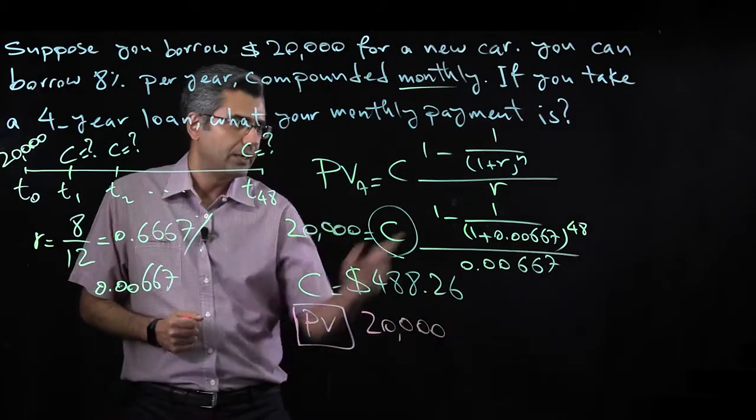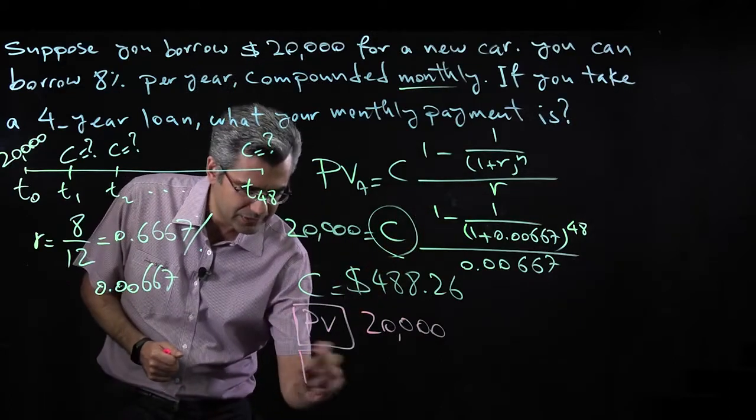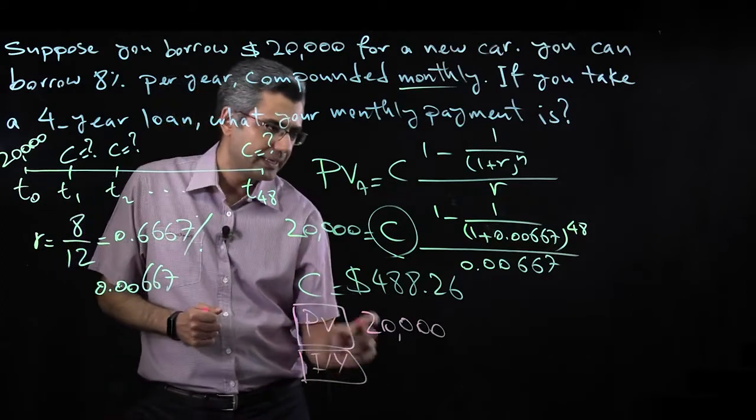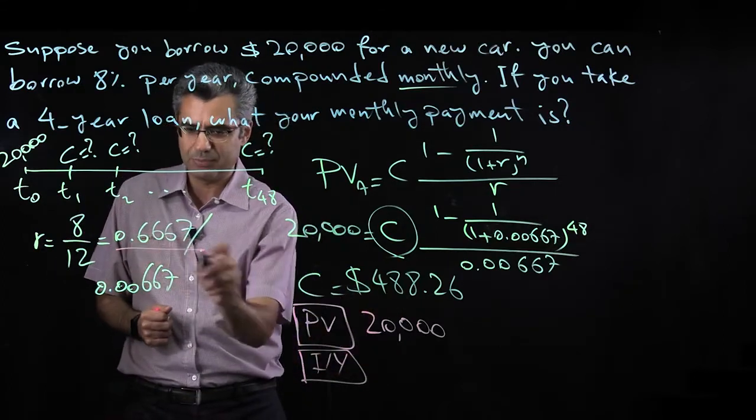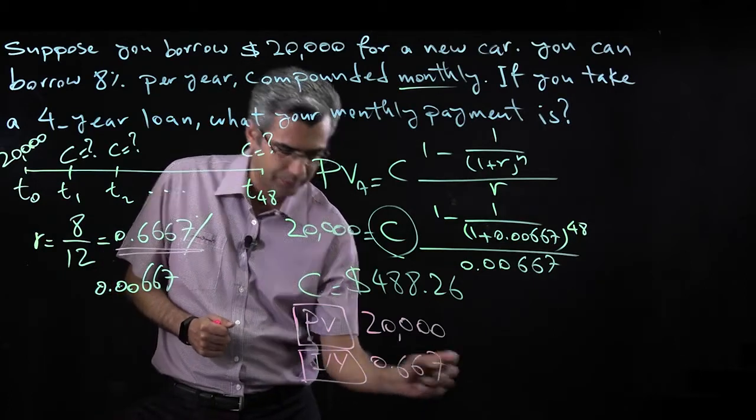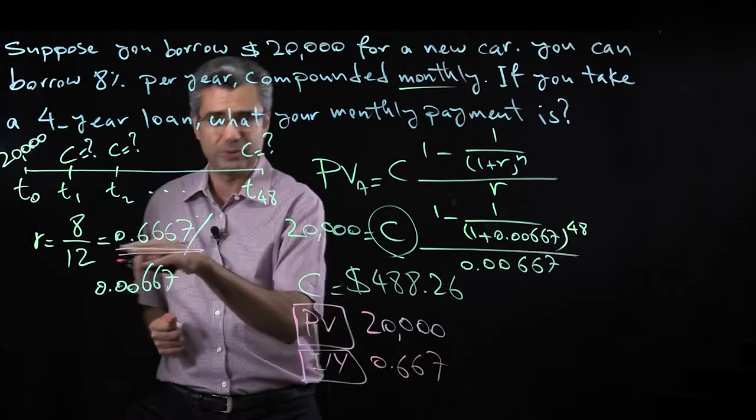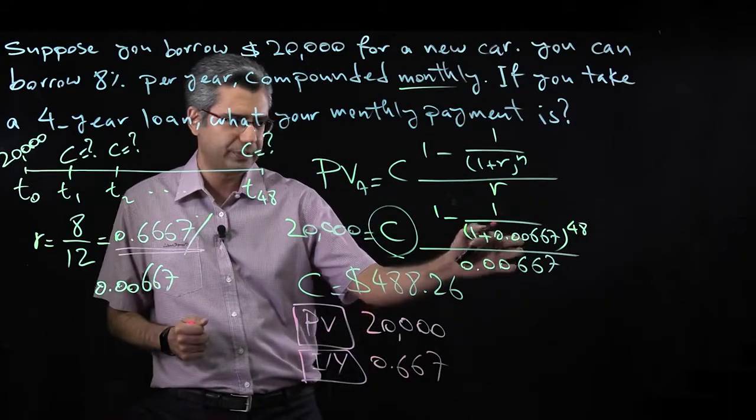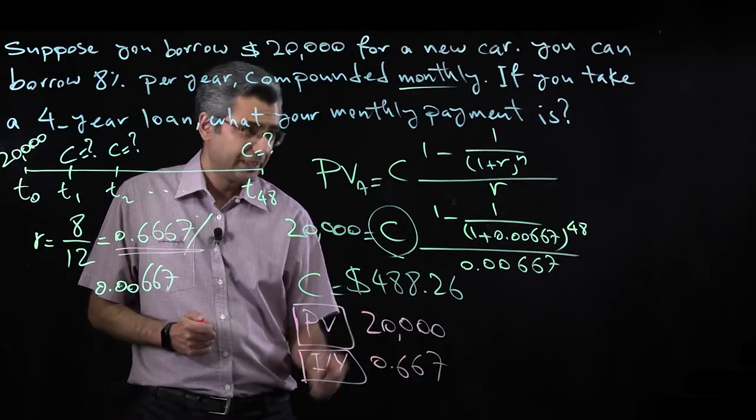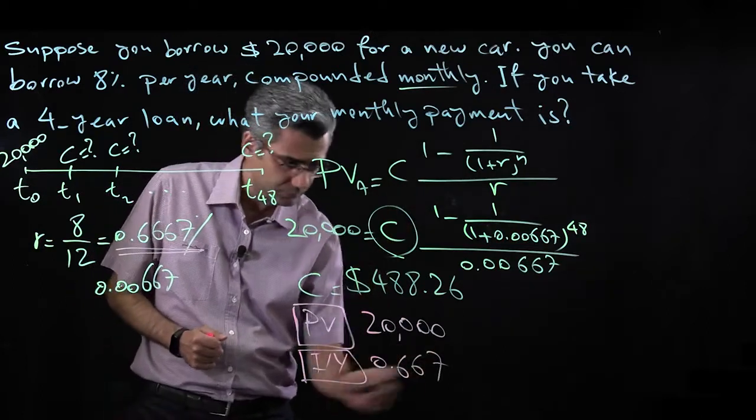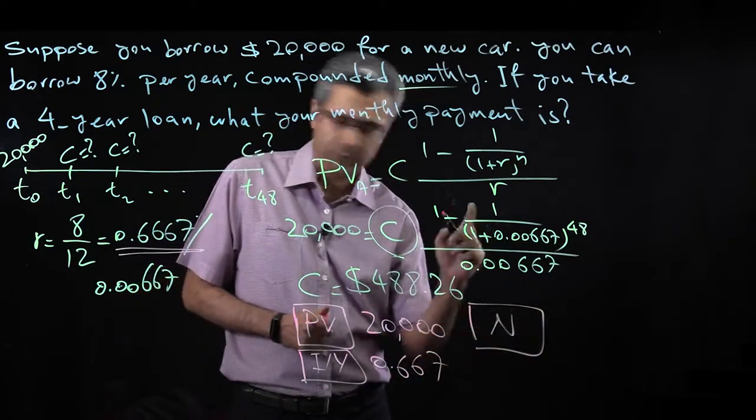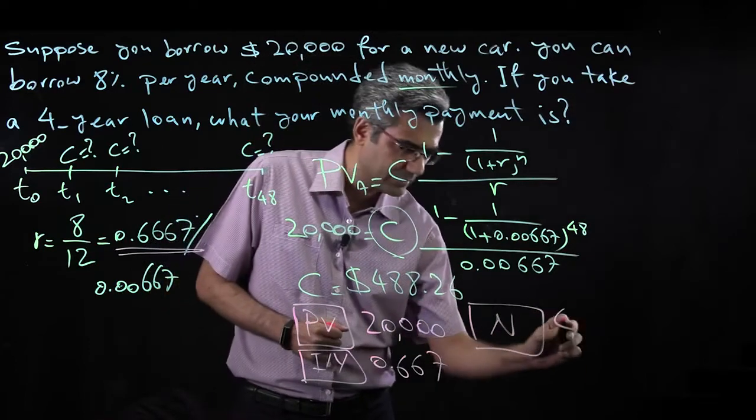Then for R, meaning interest rate, the button in the calculator is labeled I/Y, and you just need to key in the percentage, so it's 0.667. No need to convert it into decimal point like this. Just enter 0.667. Then for N, you press N, and it's 48.